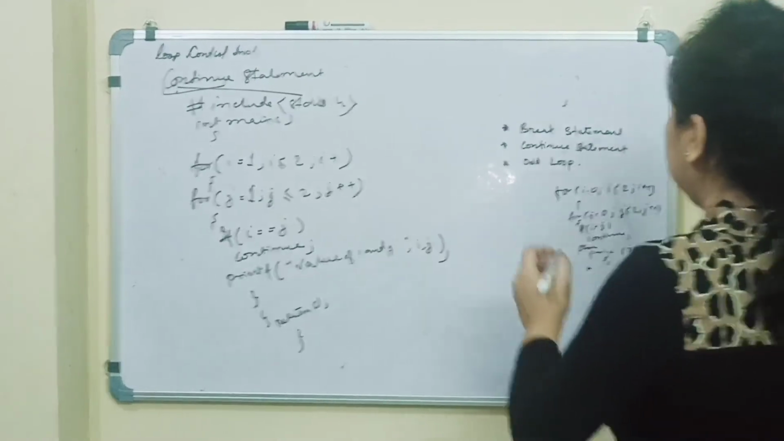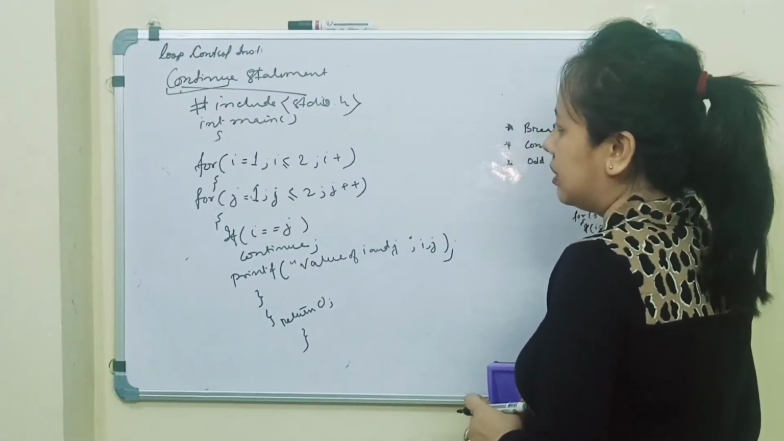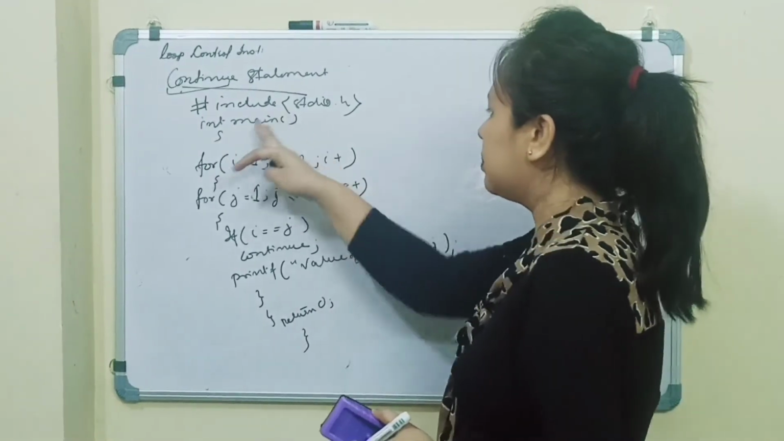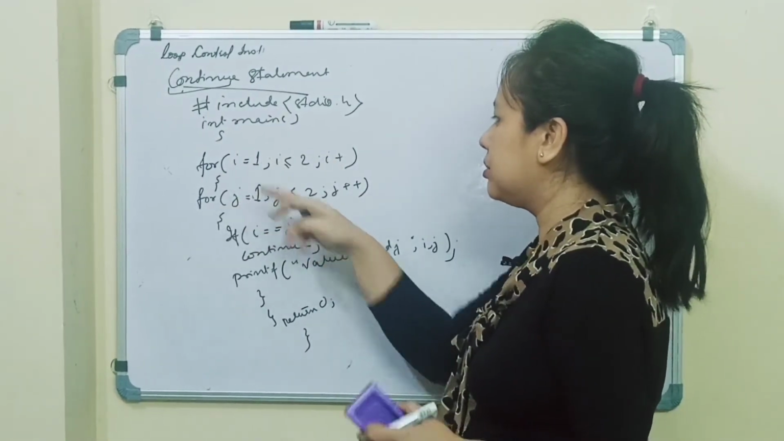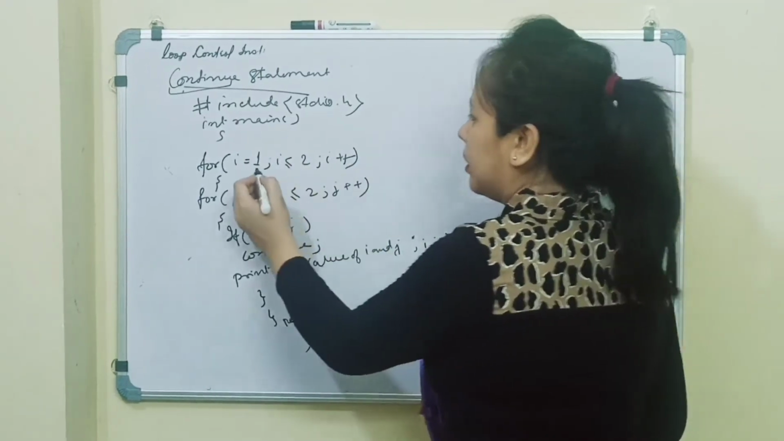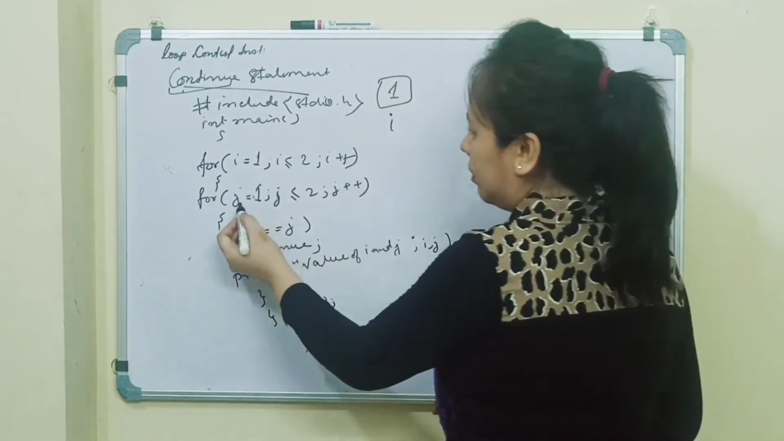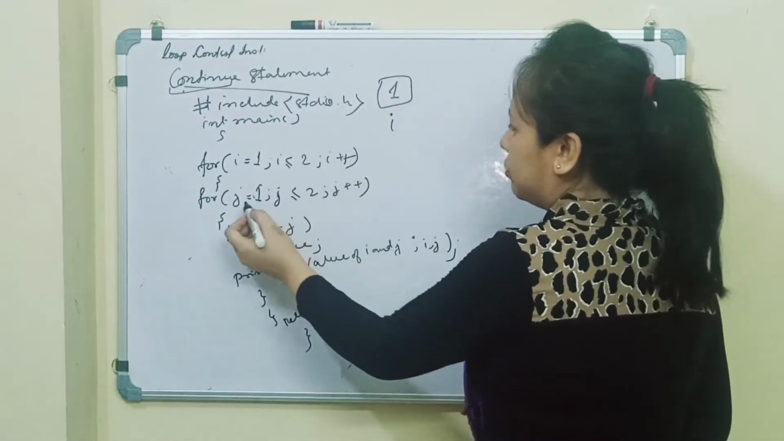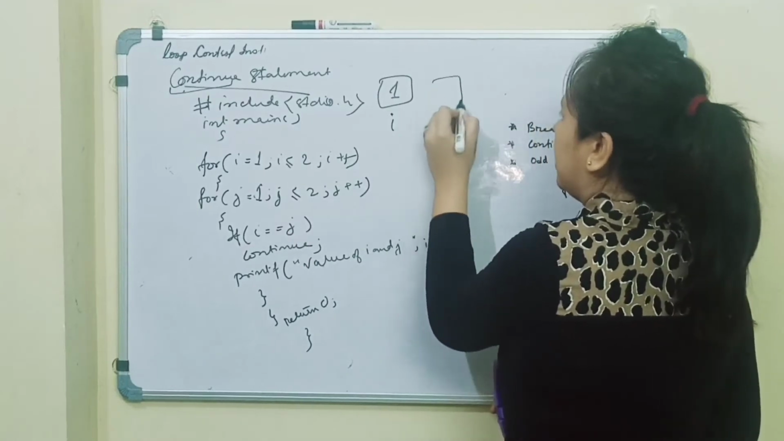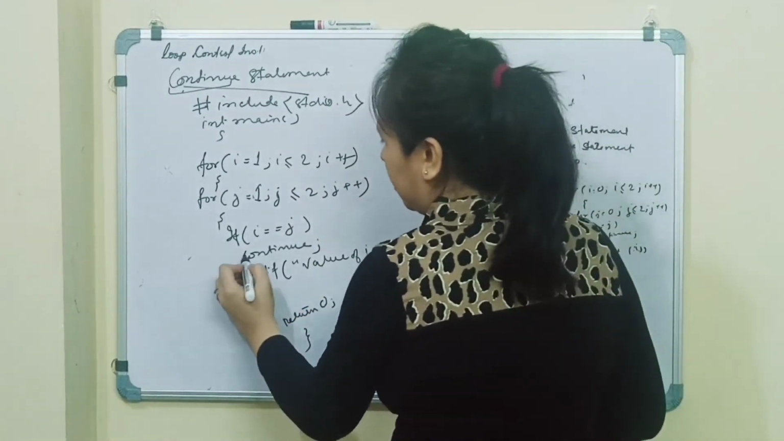Now we will learn what the continue statement is. When is the continue statement used? In this program, what happens? For i equal to 1, i less than or equal to 2, i plus plus. We have taken the value of i in memory as 1. Now initialize the value of i as 1. Now j, we have initialized the value of j also as 1.